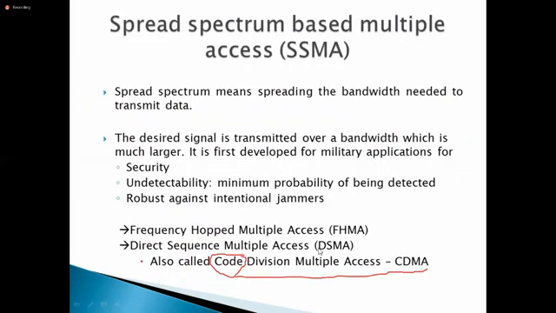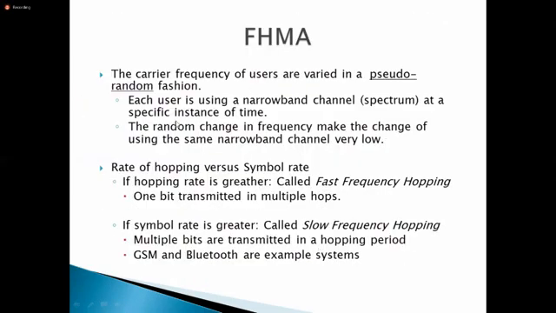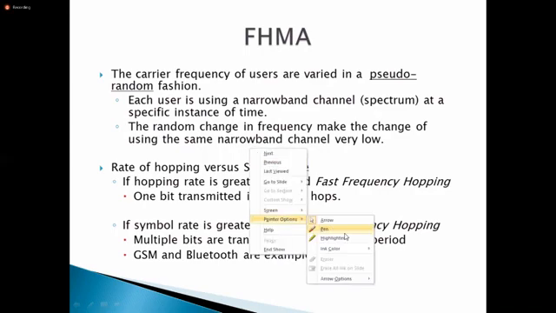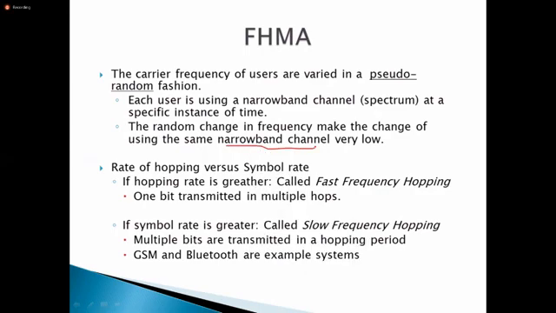Okay. Then each user is using a narrowband channel at a specific instant of time, right? And the random change of frequency makes the chance of using the same narrowband channel very low. Now the same user is not using the same channel every time, right? I am using different channels with time. I am hopping between multiple channels with time in frequency hopping multiple access, right?